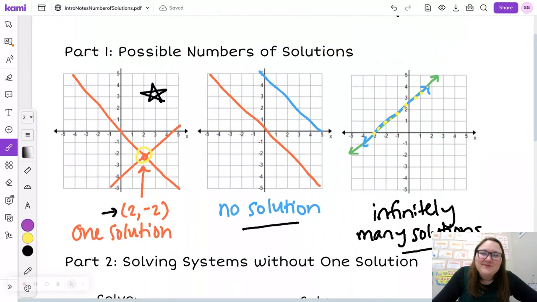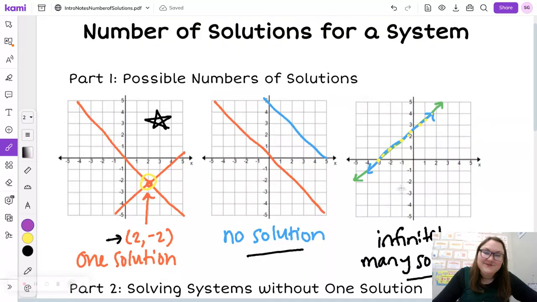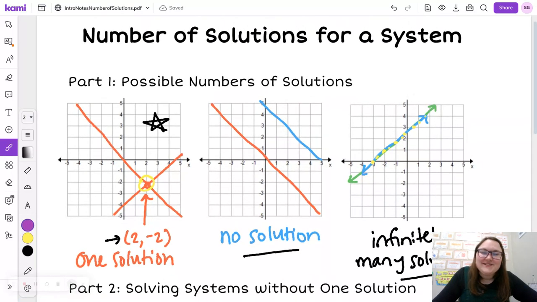In today's lesson, we're going to be looking at more systems like this that have no solution or infinitely many solutions, and talk about how you can solve systems like these.